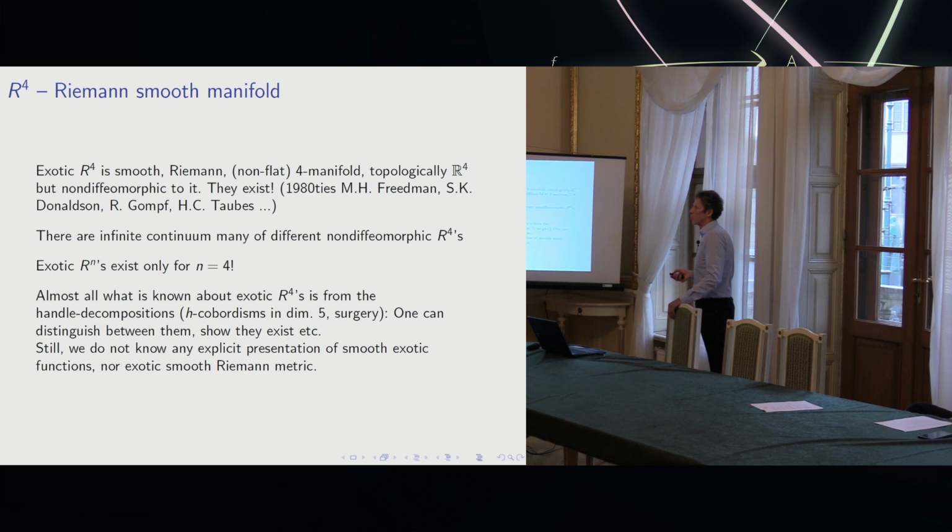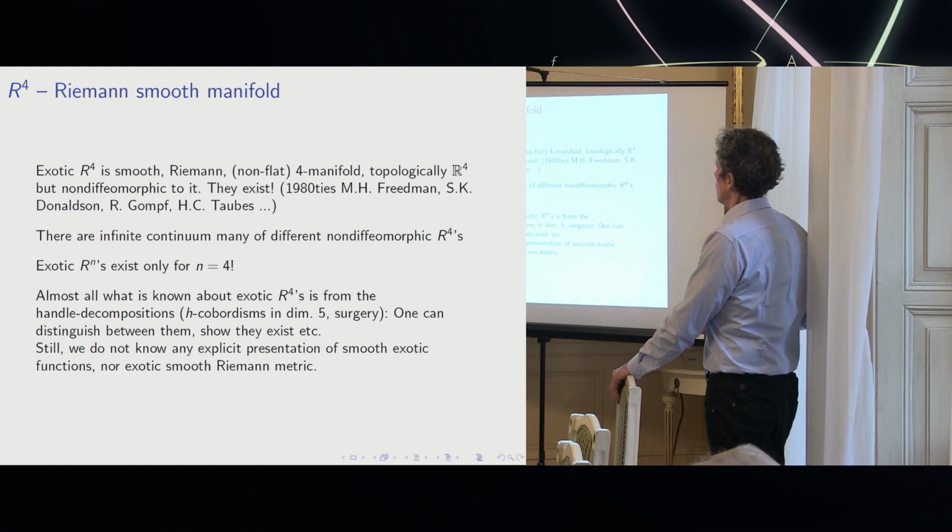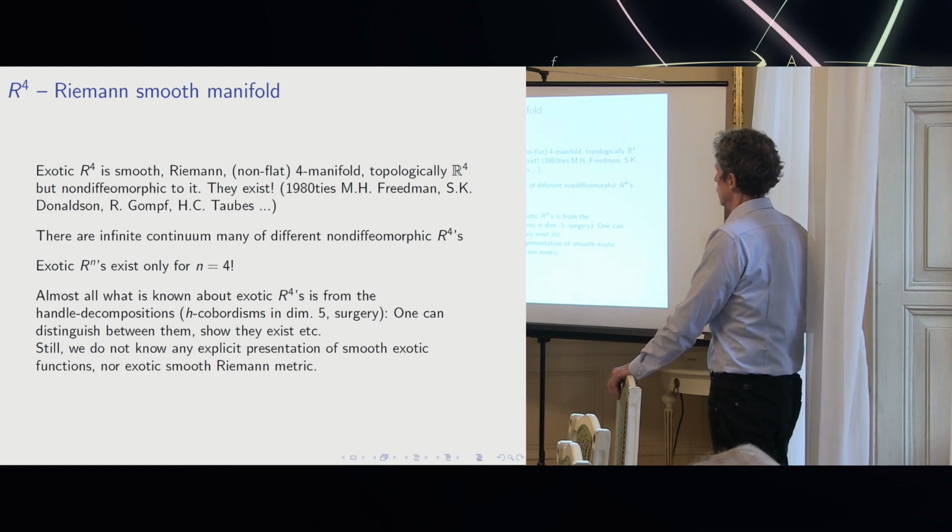But they are not diffeomorphic to it. And they exist. It was shown in the 80s by Freedman, Donaldson, Gompf, Taubes, and some others. And in fact, there are infinite continuum many different non-diffeomorphic R4s. And moreover, such exotic Rn exist only in dimension 4.